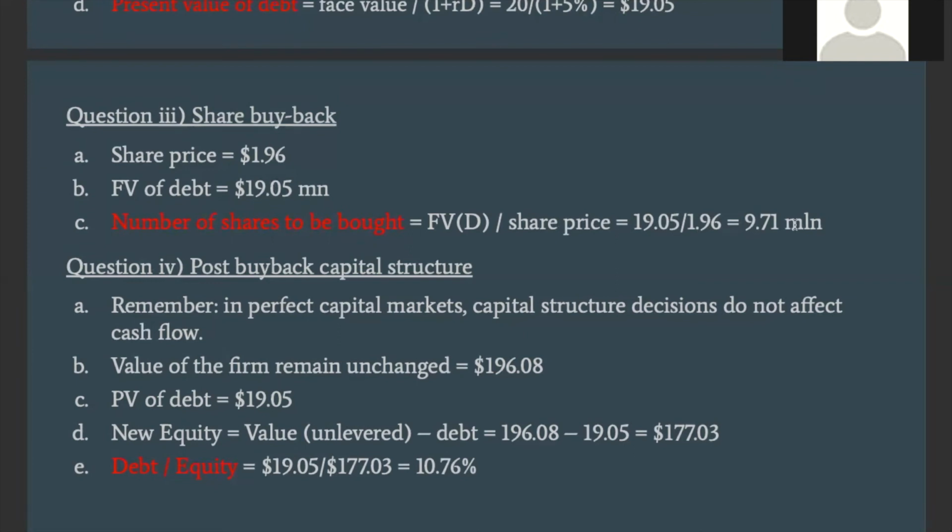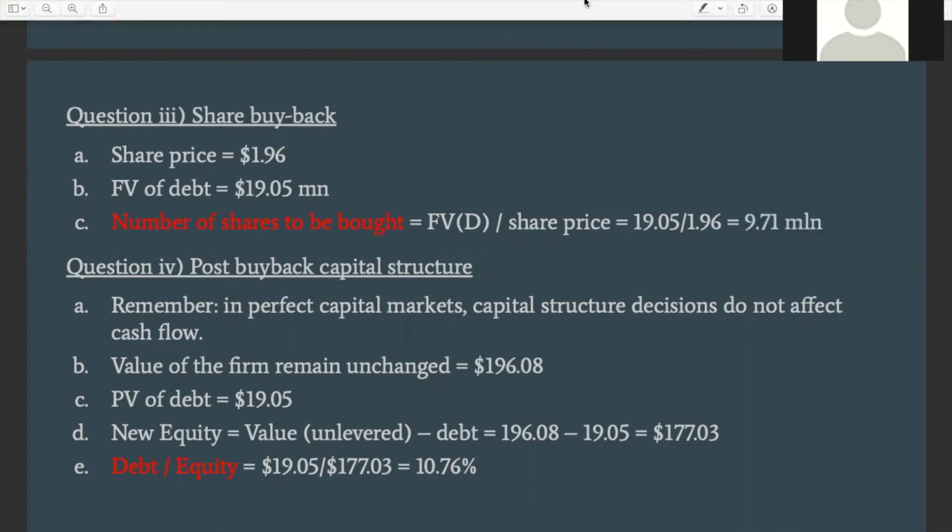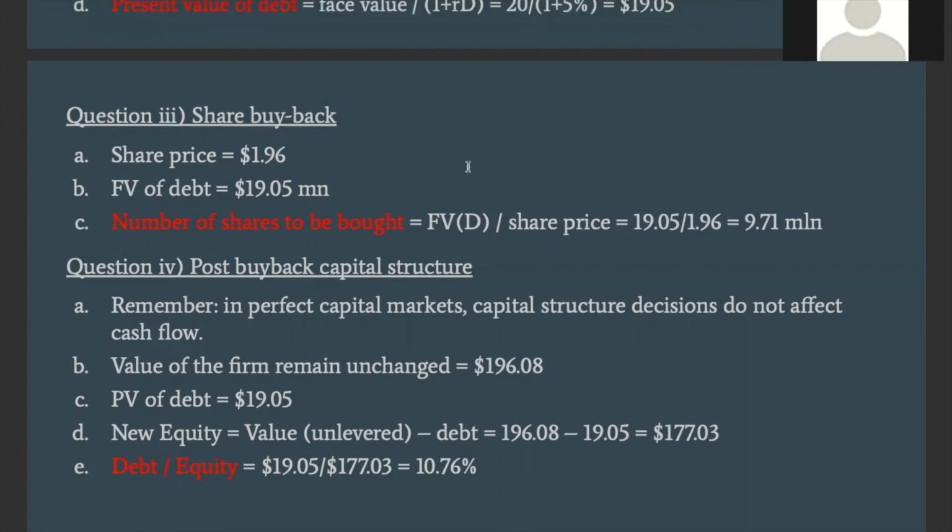And once you solve this, something that is important to remember is that going forward, you need to consider the new shares outstanding, which is different from the 100 million before. Because as we already discussed here, you've already bought back some shares. So this would decrease the number of shares that you have in the project now.